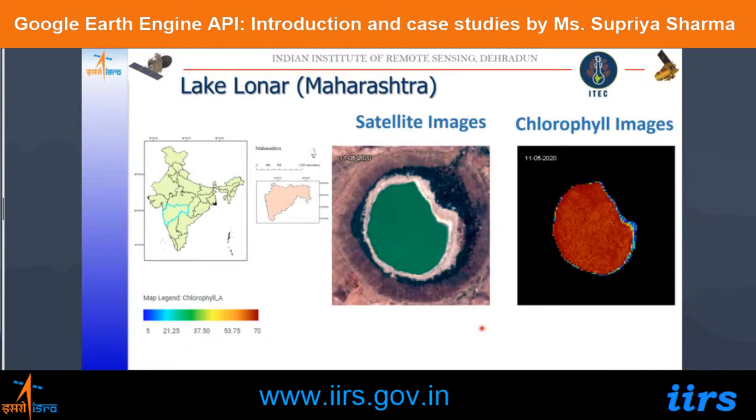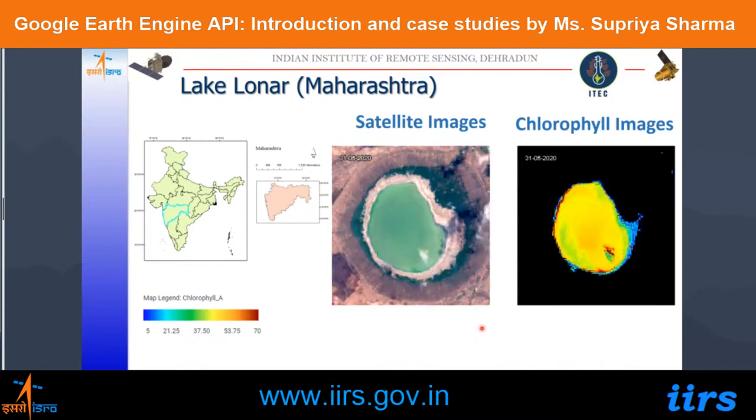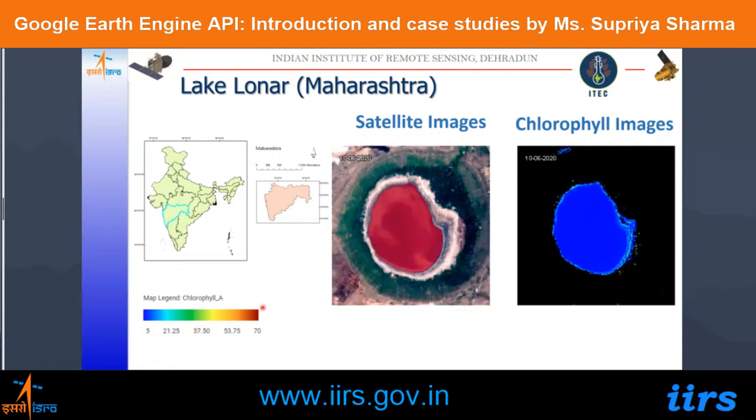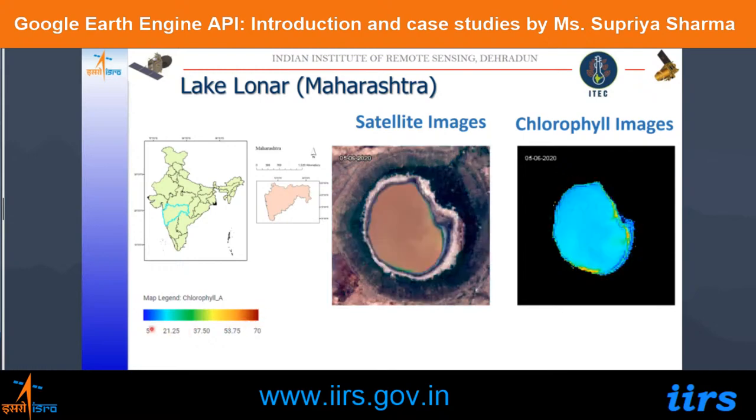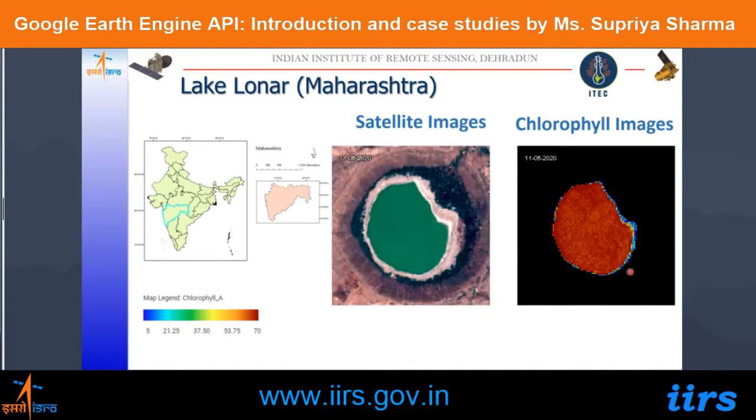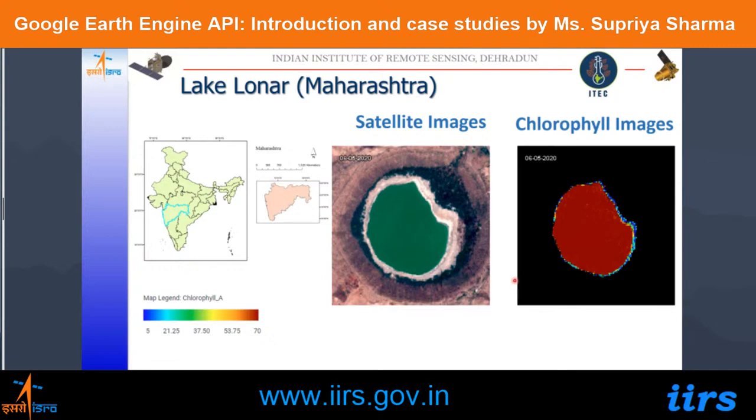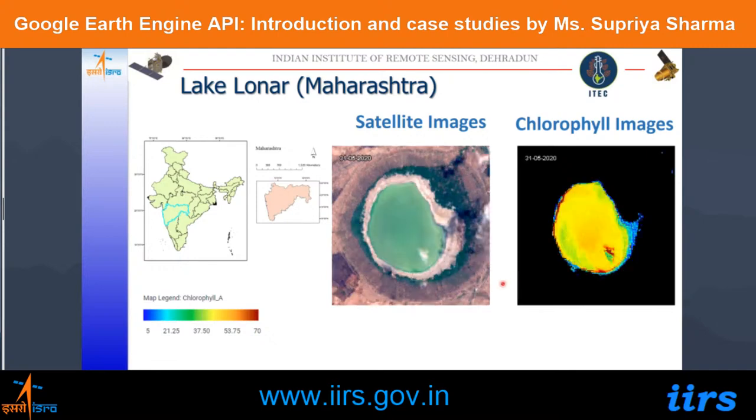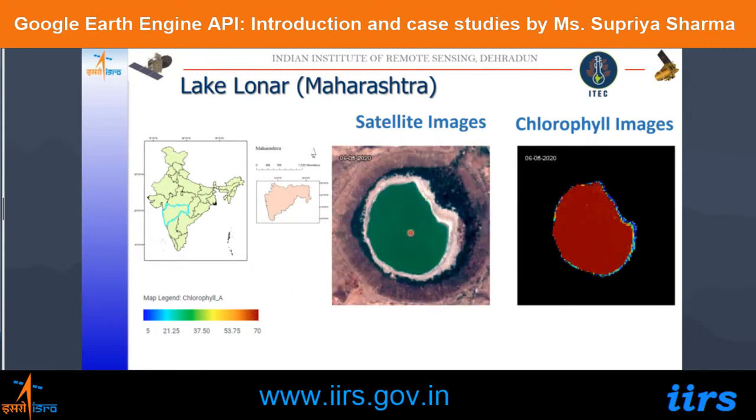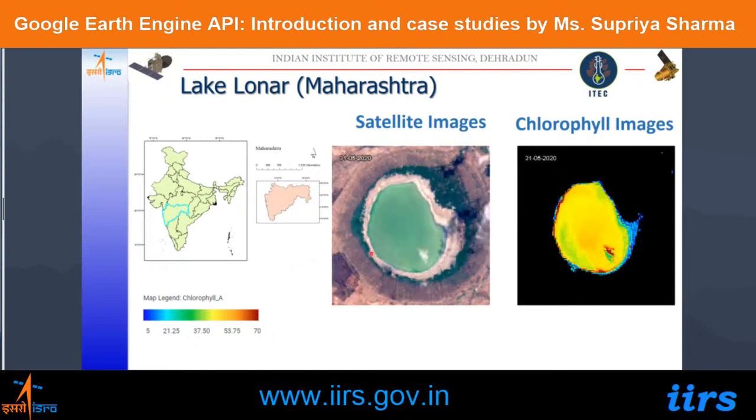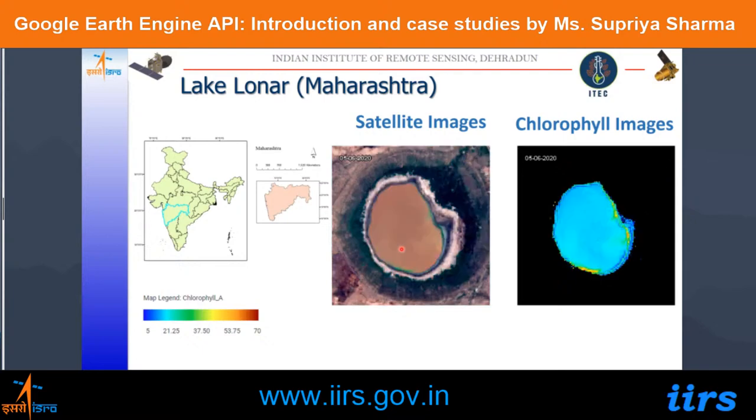So this is an example of the Lonar Lake in Maharashtra, which changed its color overnight from a greener shade to a more pinkish hue. We observe these images and correspond the satellite images with the chlorophyll images. We can see from the legend that the values towards a brownish shade indicate high values of chlorophyll, whereas green and blue indicate low chlorophyll values. So we can see that as the color of the lake changes to a reddish color, the chlorophyll values decrease. When the lake is greener in shade, the chlorophyll values are high. When the lake changes its color to a reddish or a pinkish shade, the chlorophyll values drop.